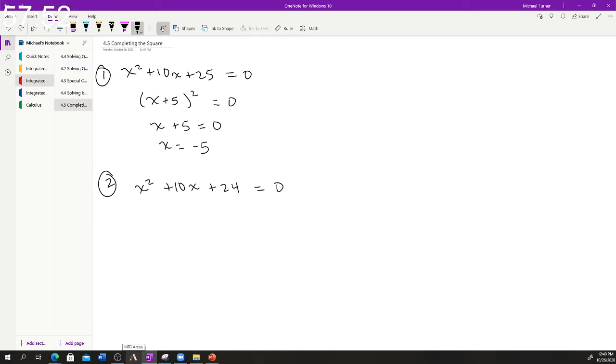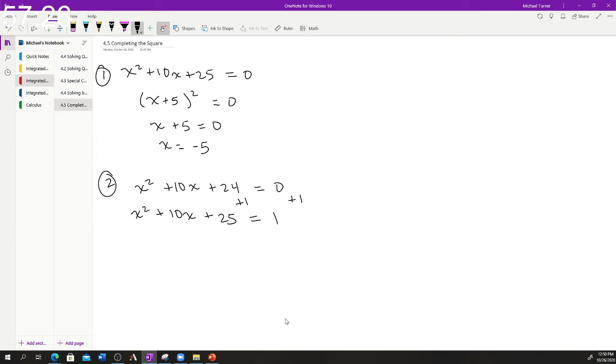Again, we could factor that. We could use the other techniques that we've talked about. So what we're going to do today in 4.5 is change this so that it is a perfect square. 24 and 25 are pretty close, so I'm going to add 1 on both sides of this equation. I'm going to add 1 here, and to keep it balanced, I'm going to add 1 here.